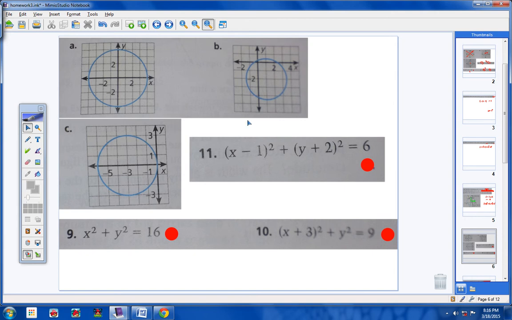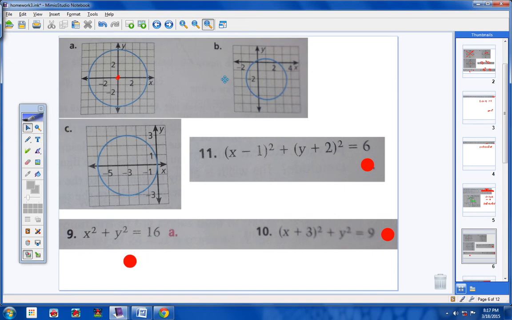We're going to match up the circles with the equations once again. Well, this one here has a center of 0, 0. So right away we know A is going to be number 9, because x squared plus y squared is the only equation that basically has a 0 here and a 0 here. So we know letter A is for number 9.